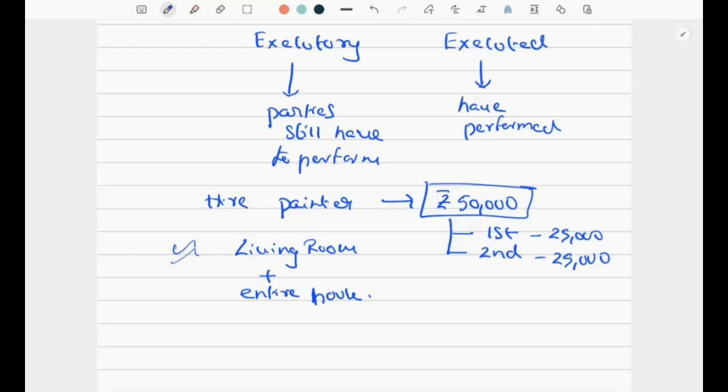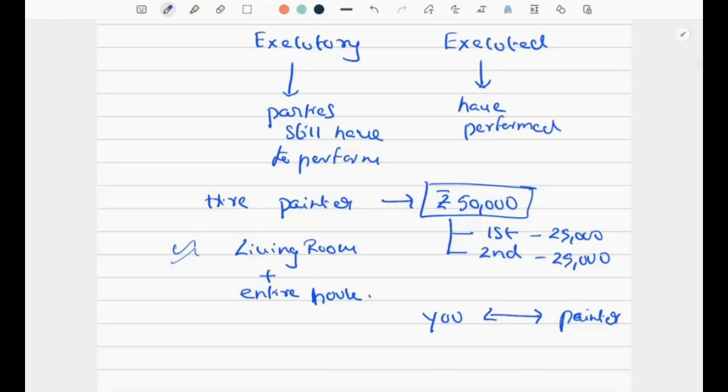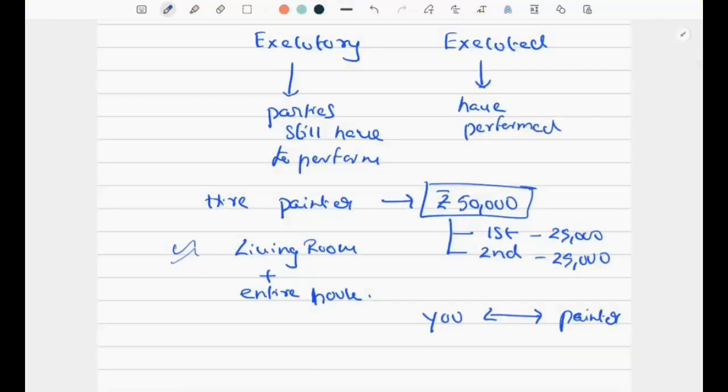Both the parties have obligations. When we talk about the parties, it is you and the painter. You are the parties who entered into an agreement and decided that on the first installment he will paint the living room, and when you pay the second installment he will paint the entire house. Here you have not made the final payment. You have not paid the total 50,000; you have paid the first installment of 25,000, and he is painting the living room. He still has to perform, to paint the entire house.